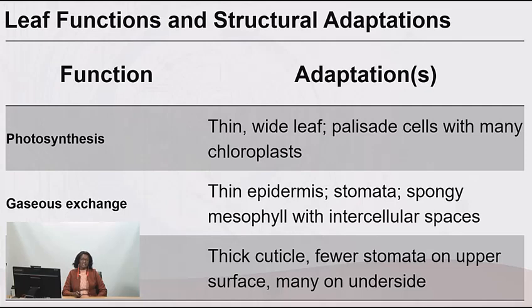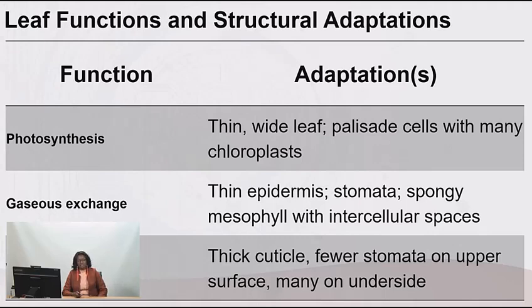The leaf functions and the structural adaptations. The leaf's main function is for photosynthesis, gaseous exchange, and water regulation. In photosynthesis, the thin, wide leaf and palisade cells with many chloroplasts are the ones adapted to perform photosynthesis. For the function of gaseous exchange, the thin epidermis, the stoma, and the spongy mesophyll with intercellular spaces are the ones responsible for gaseous exchange.